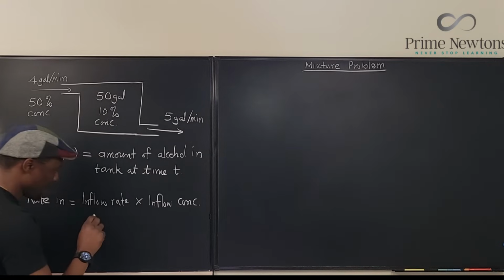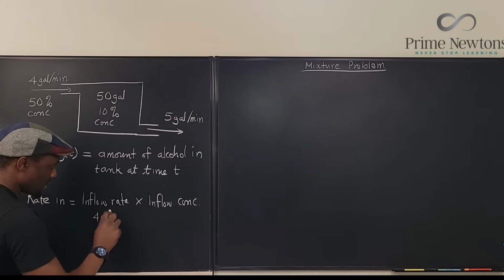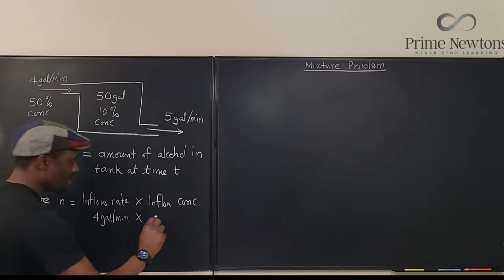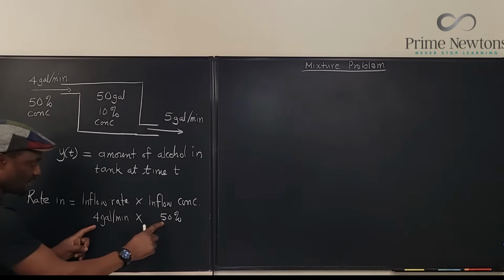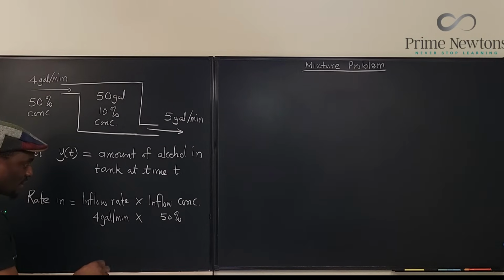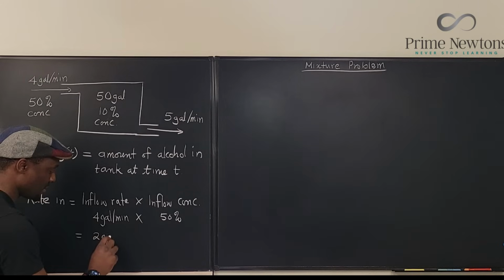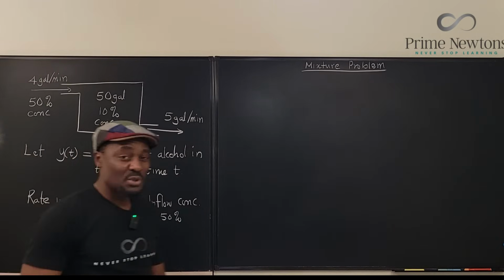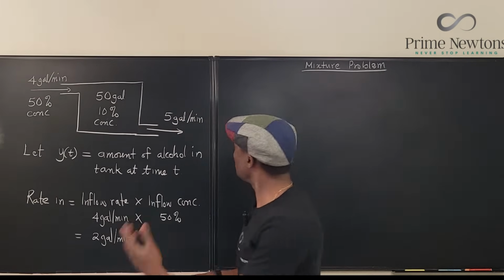What is that number now? Inflow rate is 4 gallons per minute. What is the inflow concentration? 50%. So that means 50% of this is going to give us 2 gallons per minute. This is equal to 2 gallons per minute. To help you, I think you should just retain all the units. Make sure you show them. Let's go to the next one.